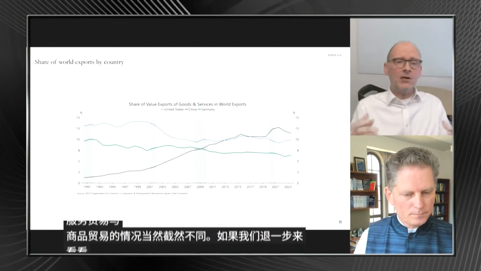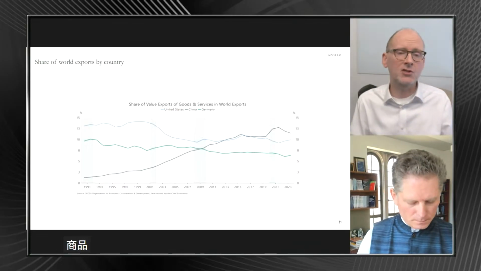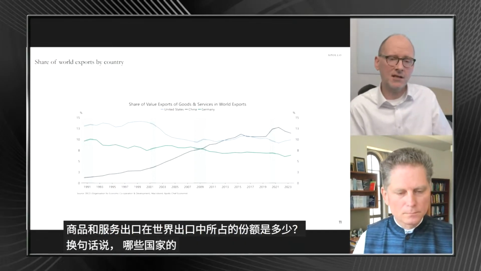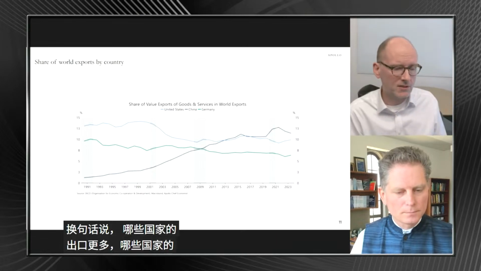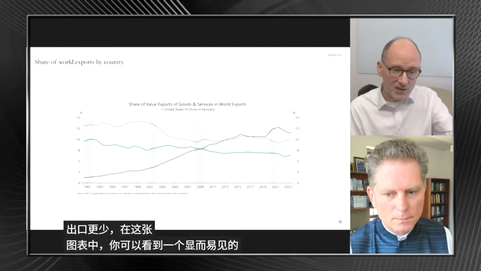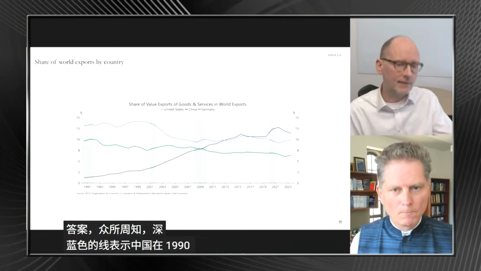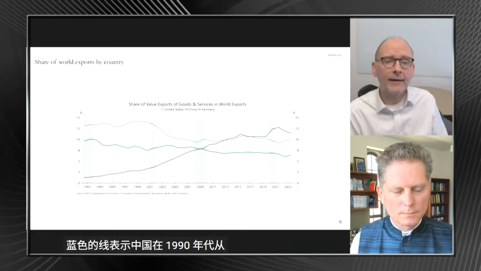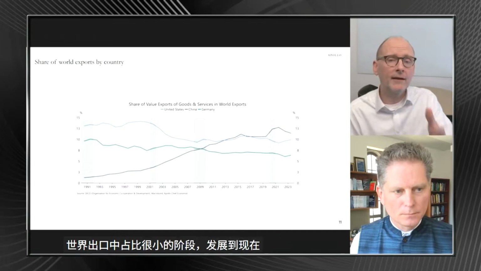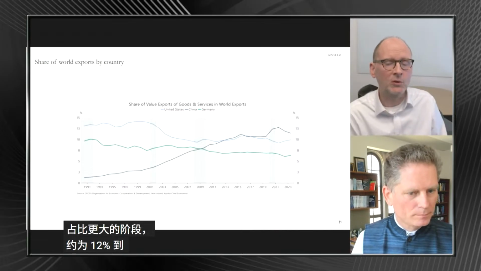And if we step back a bit and look at the broader question of, well, what is the share of exports of goods and services in world exports? In other words, which countries are exporting more, and which countries are exporting less? In this chart here, you see that the obvious answer, as we all know, is that in the dark blue line, China in the 1990s came from basically making up a very, very small share of world exports to now making up a much more substantial share at around 12-13% of world exports.